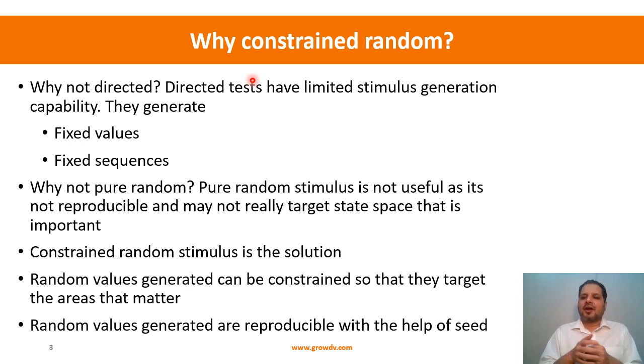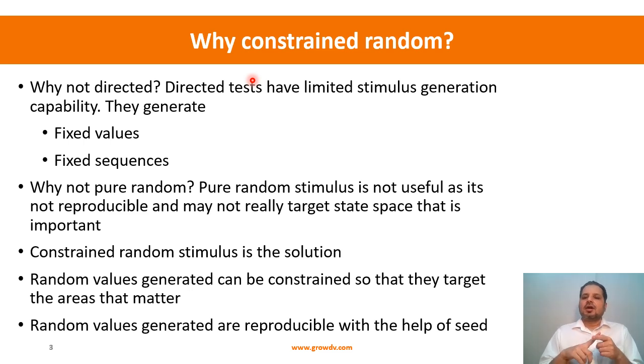So we are only trying to do that risk reduction, and hence what we want is, we don't want pure random to just traverse all around, but we want it to focus in the state space that really matters to us. Okay, so that is why we need the constraint.